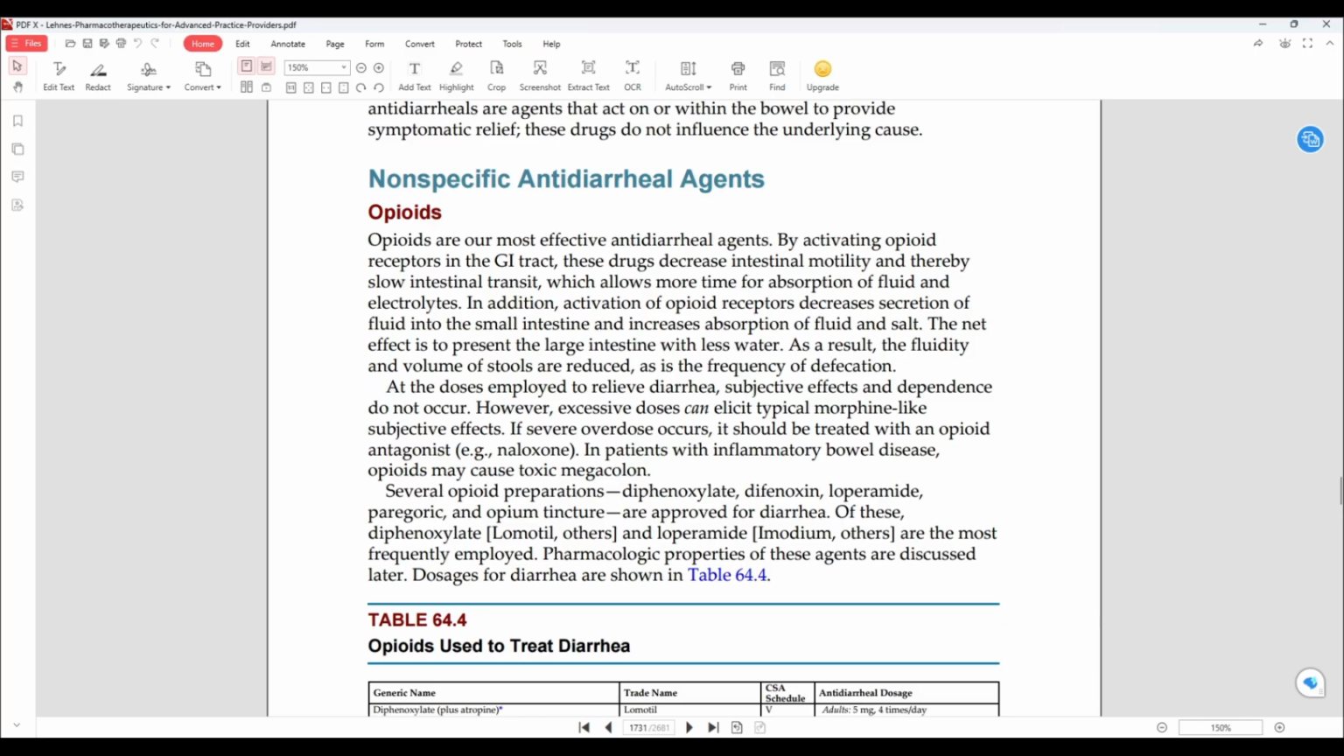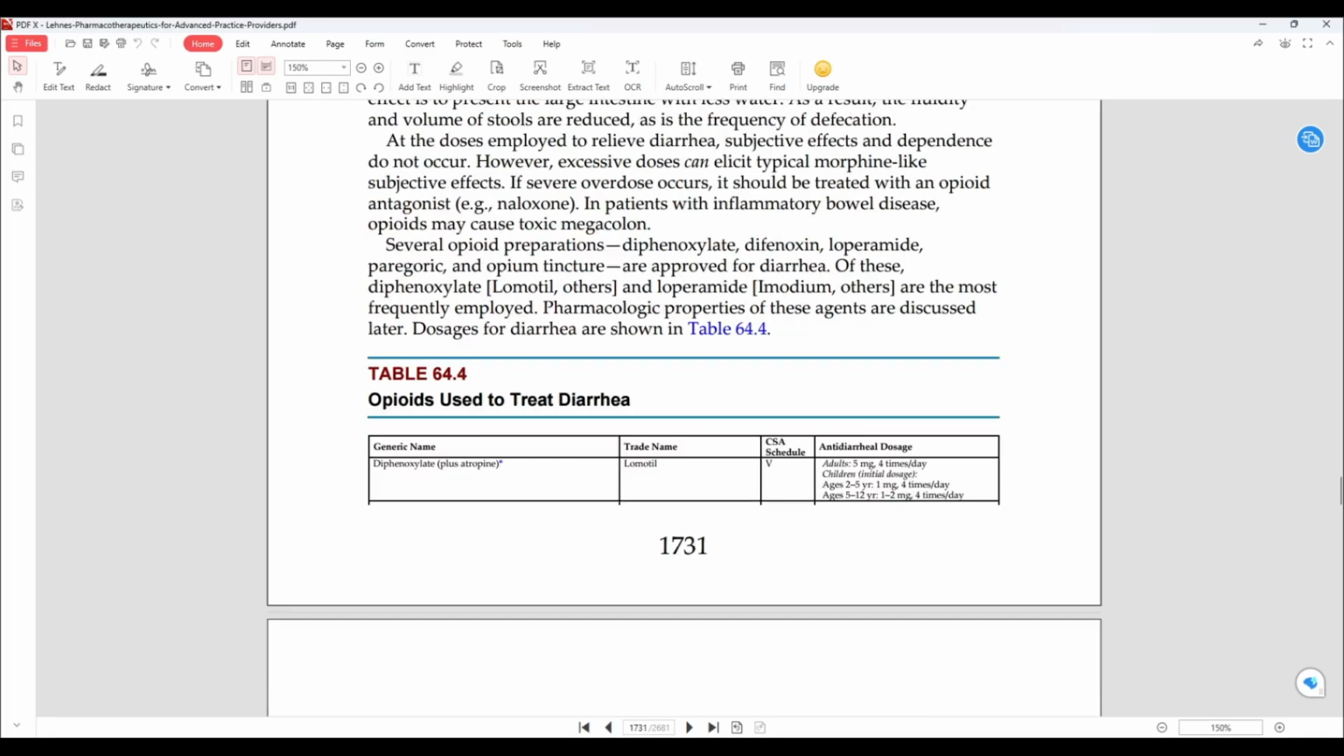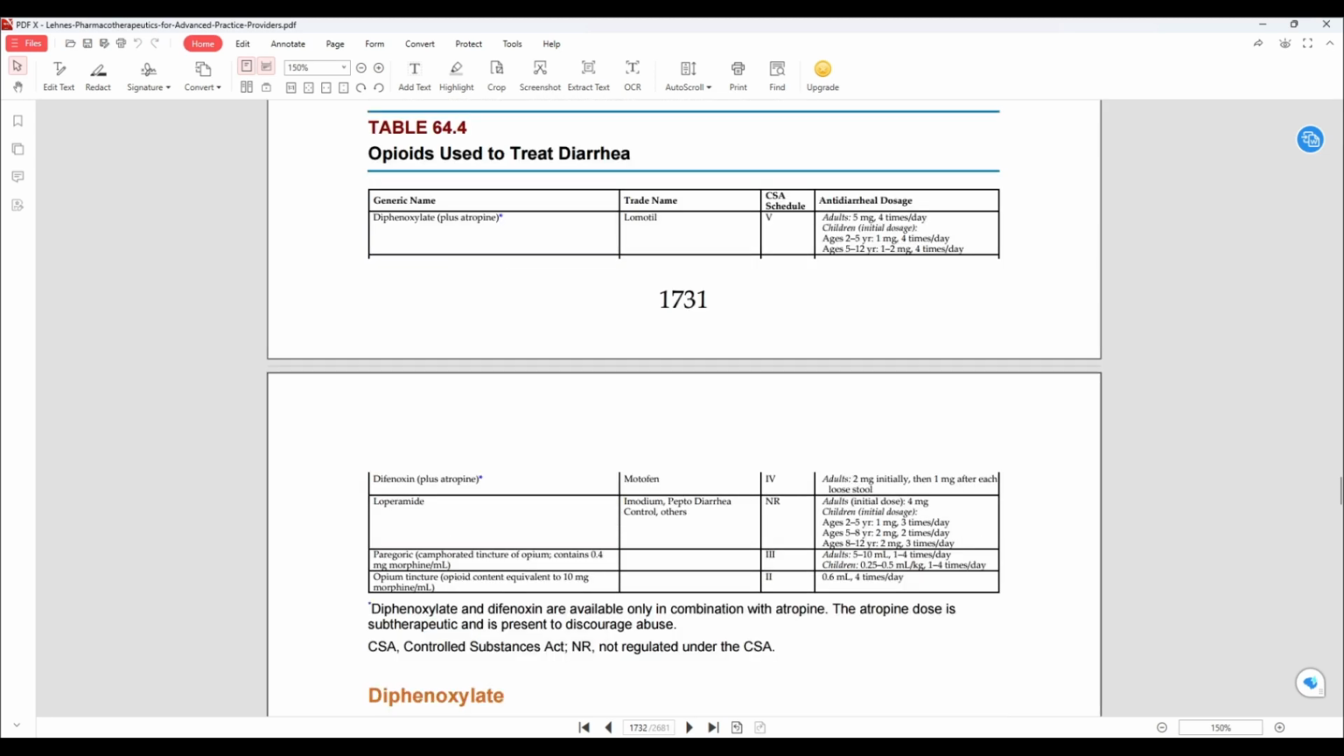Dosages for diarrhea are shown here in the following table. So again, here's a good spot to hit pause so that you can take a look at the opioids used to treat diarrhea.